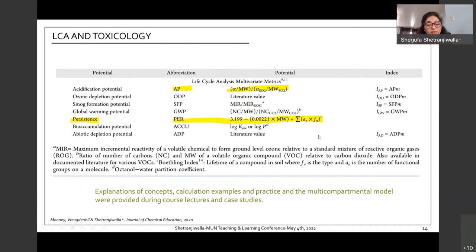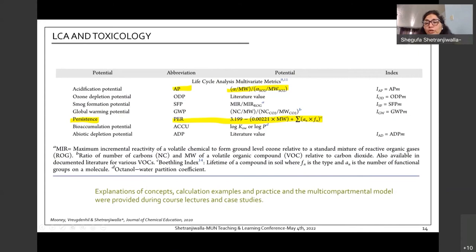And these concepts, these calculations, the practice, and the introduction to the multi-compartmental model were introduced to the students right from the beginning. While they were early on in March, before they started the actual work on their project, these were already cemented with examples, practice problems, and case studies.